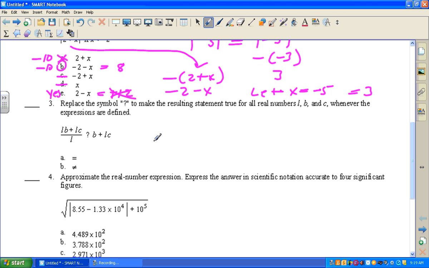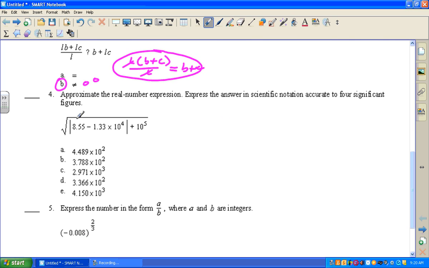Marissa, what do you think? Is this equal to or not equal to? Why not? If what? Right. If you get rid of all the 1s or L's, you're left with B plus C, not B plus LC. Nice.